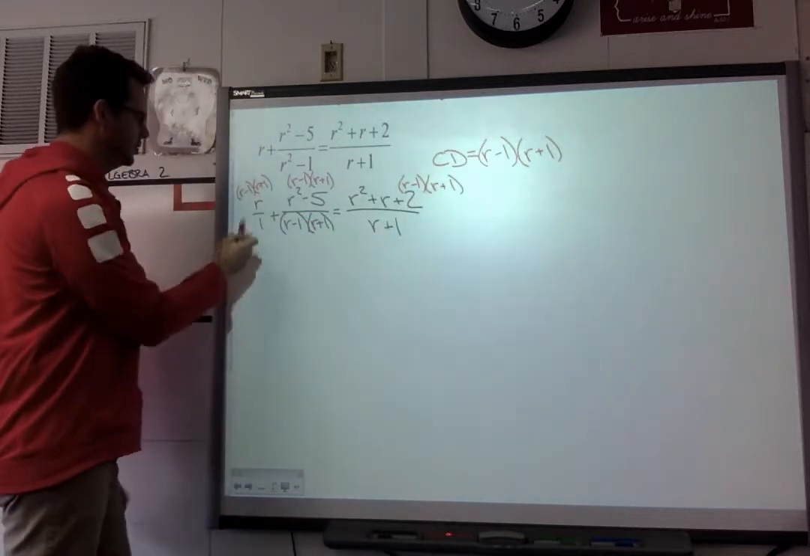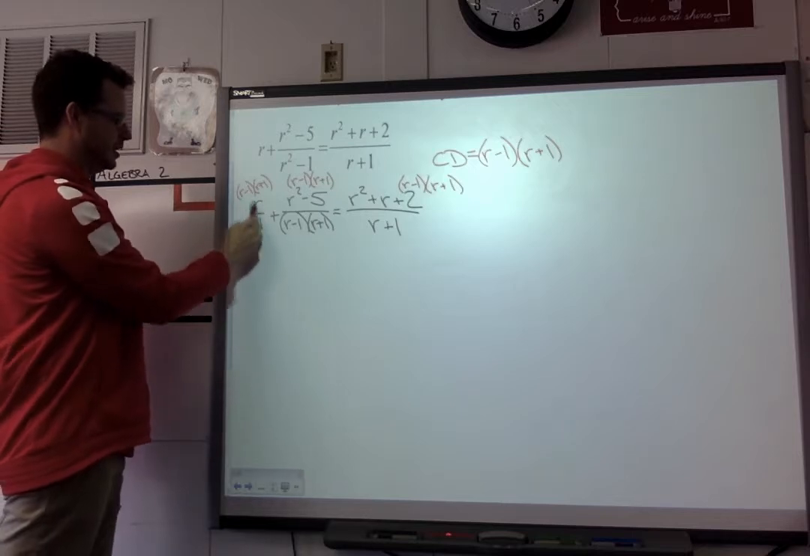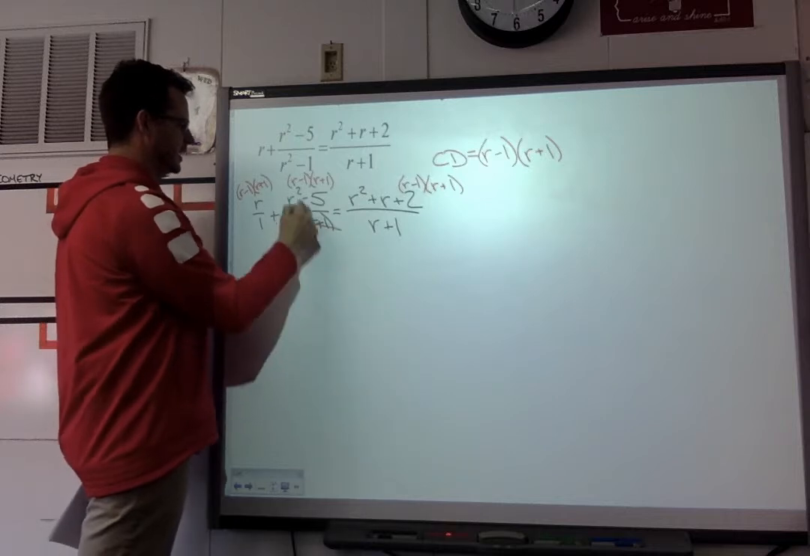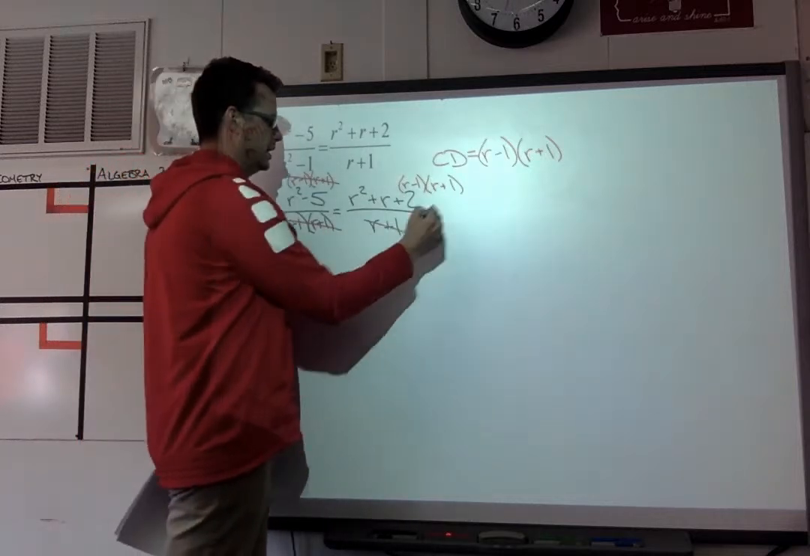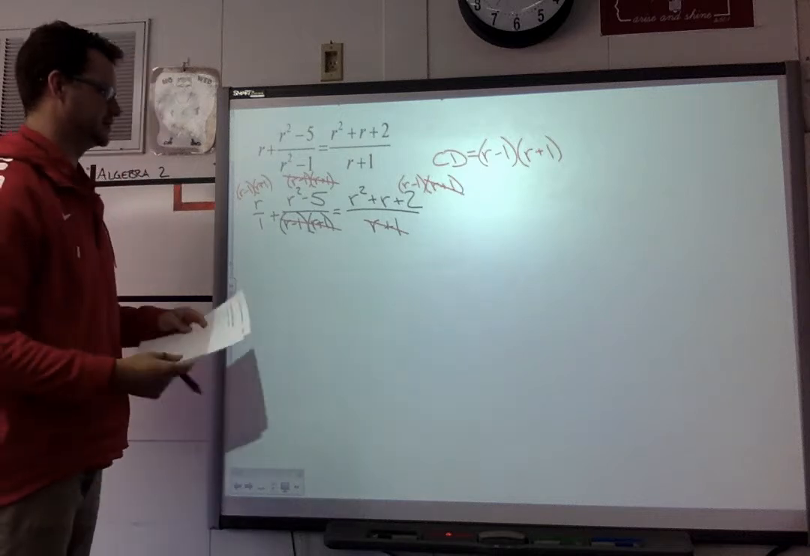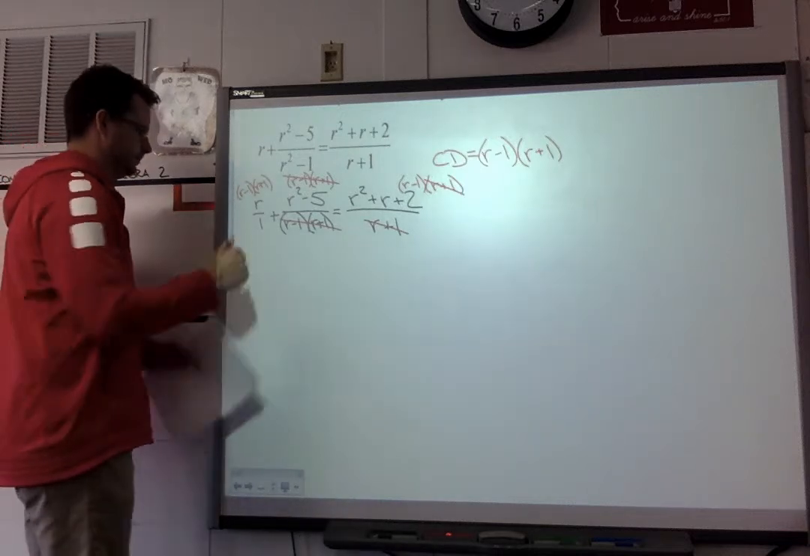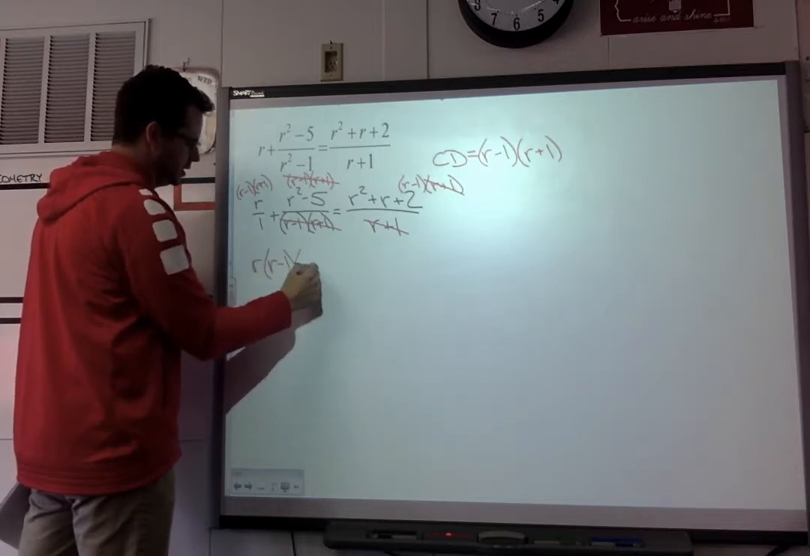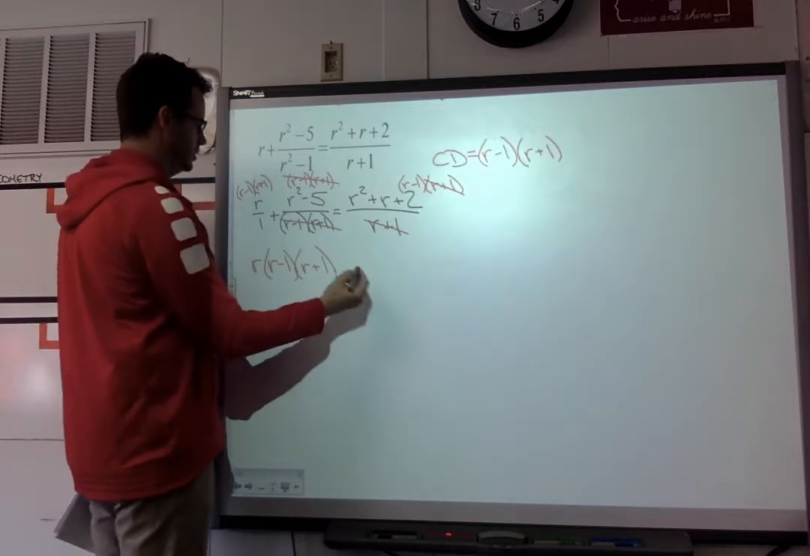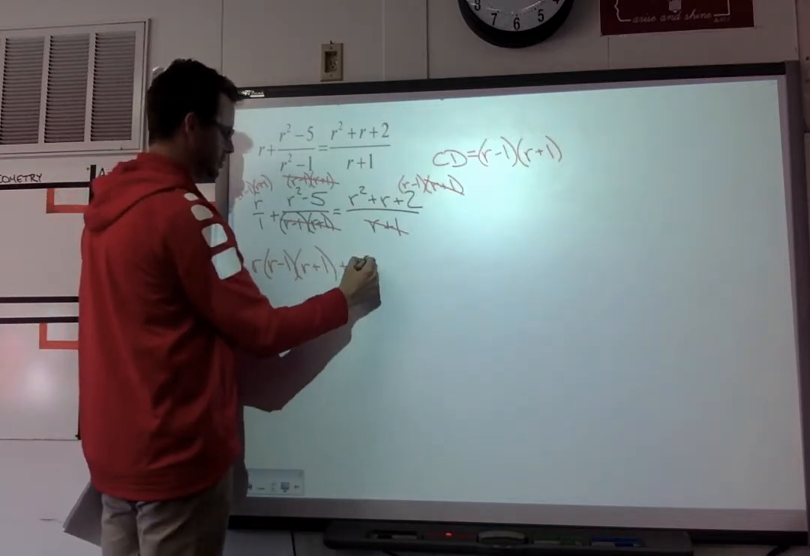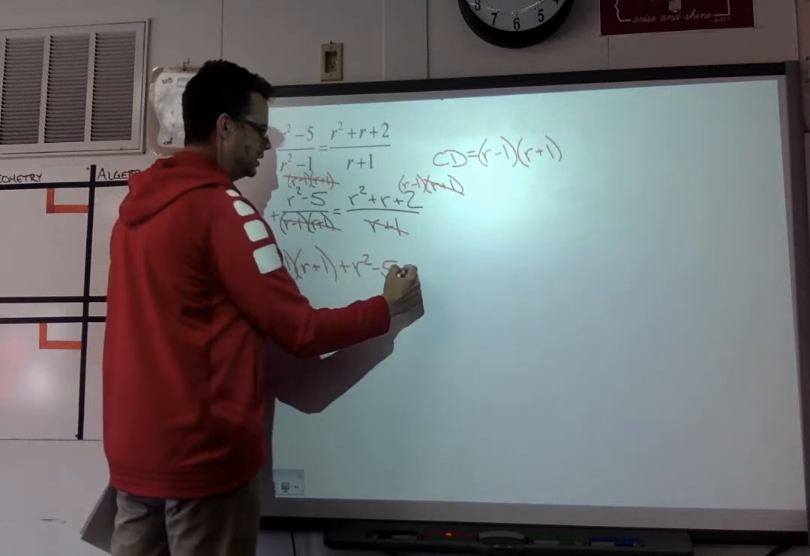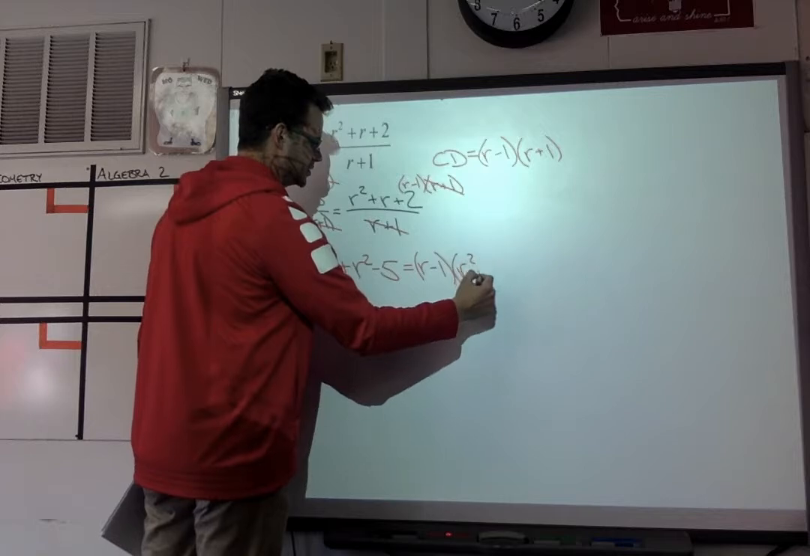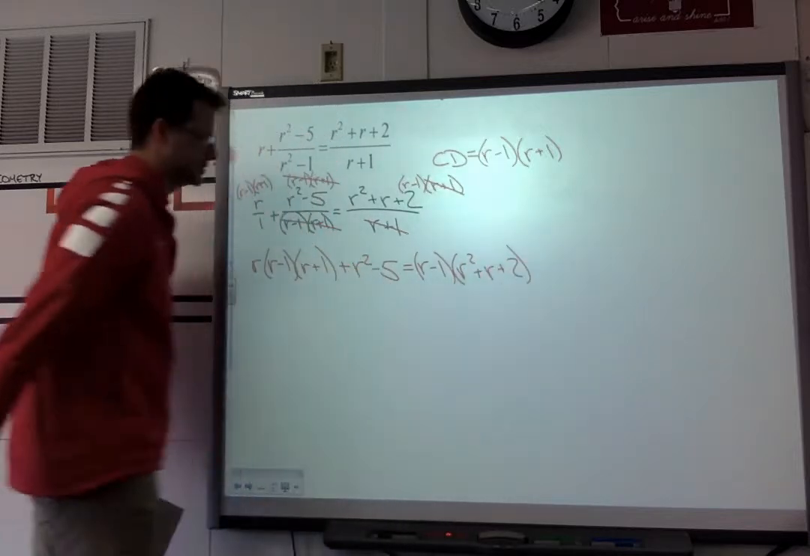Then again, I want to go through here. Nothing can cancel from my denominator and the least common multiple. Here I can cancel the entire thing, and in my third term the r plus 1 cancels. So now I'm going to go ahead and I'm going to have r times r minus 1 times r plus 1 plus r squared minus 5 equals r minus 1 times r squared plus r plus 2.